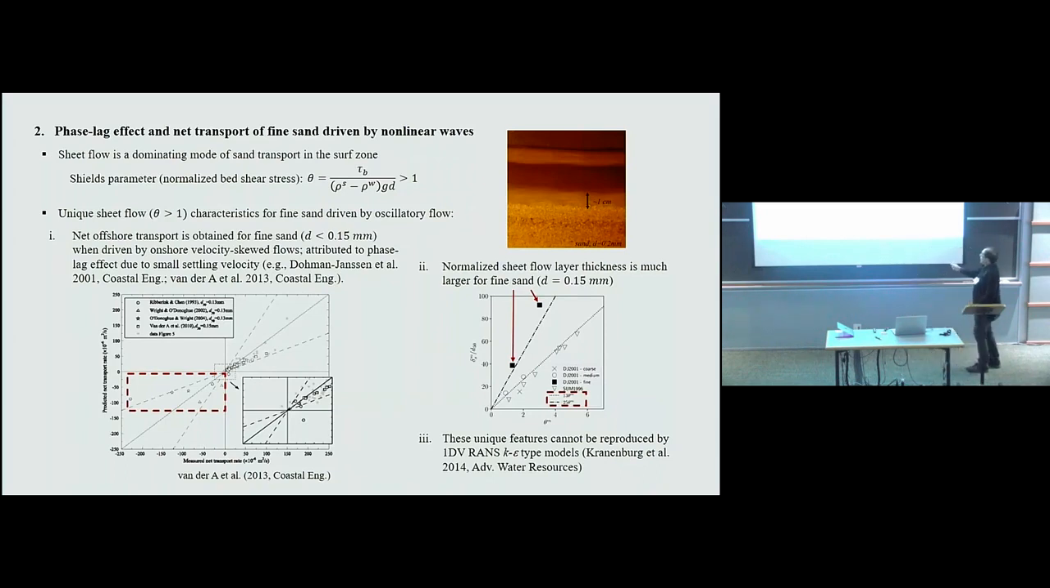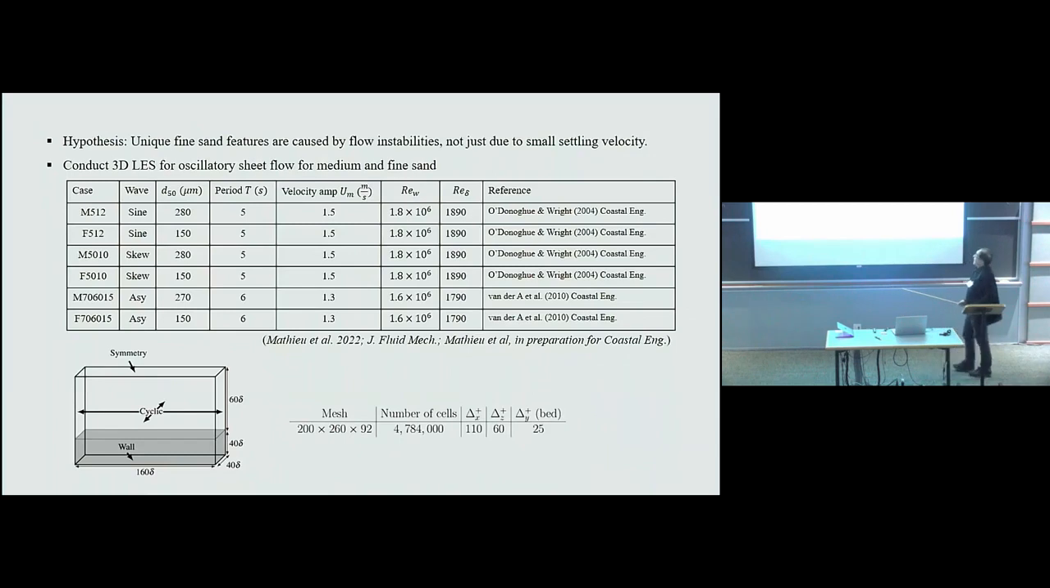I want to point out that I've been working on this problem for 10 years. In the early days when we used RANS models, it didn't work, okay? So now we're going to use LES, and our hypothesis is that the unique fine sand features are caused by flow instabilities, not just the small settling velocity during the transport processes. I'm going to show you 3D LES. We are looking at 6 different flow configurations.